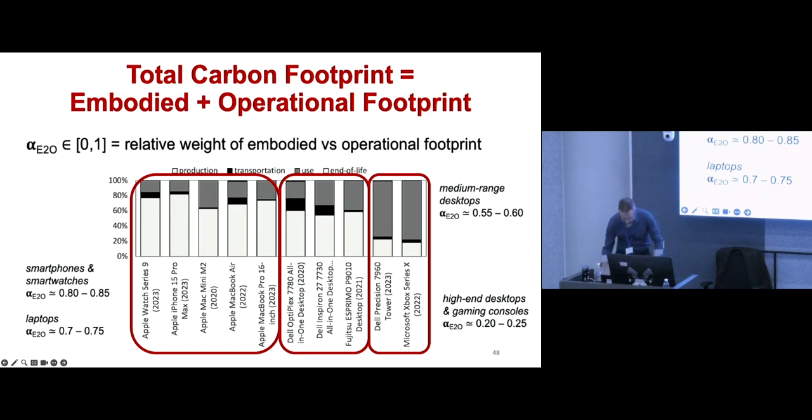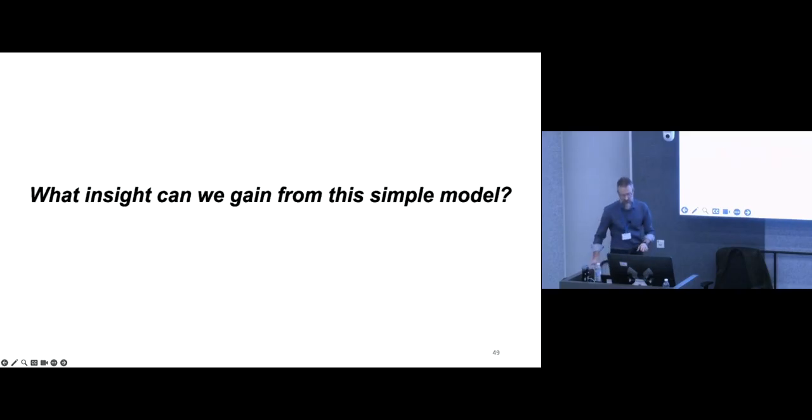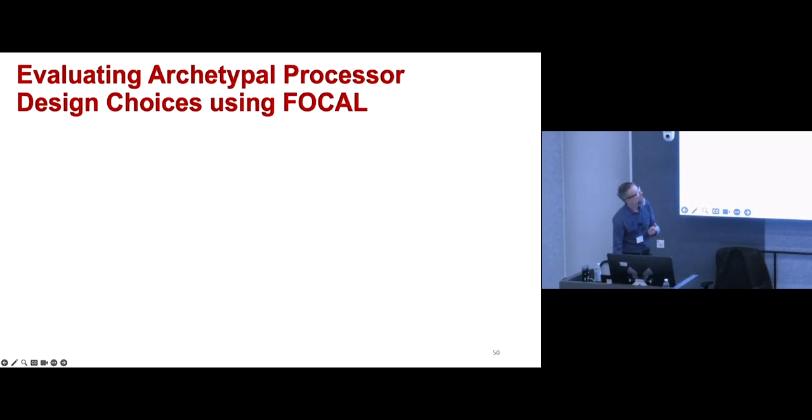So we have this very simple model, but can we gain some insight from it? And surprisingly enough, I think you can get a lot of insight from it. So I've been using this model to reassess some of the archetypal design decisions that we typically make as computer architects. As computer architects, we think about things like branch prediction and speculation. We think about caching, multi-core, heterogeneity, DVFS. How does that affect sustainability?